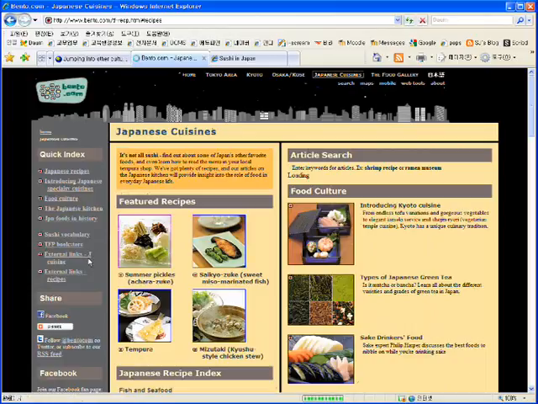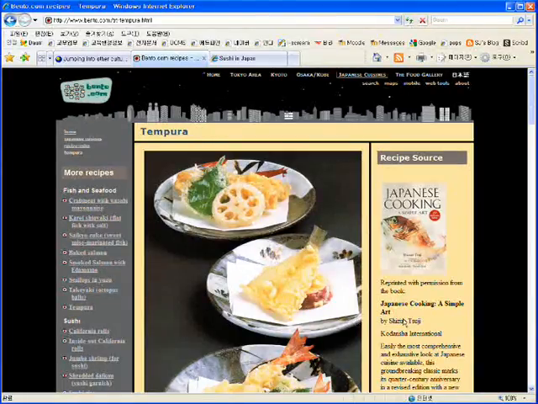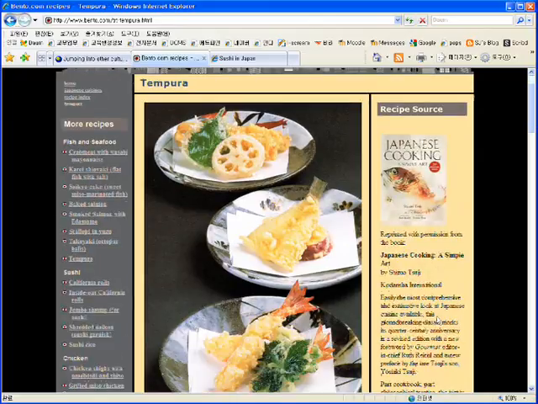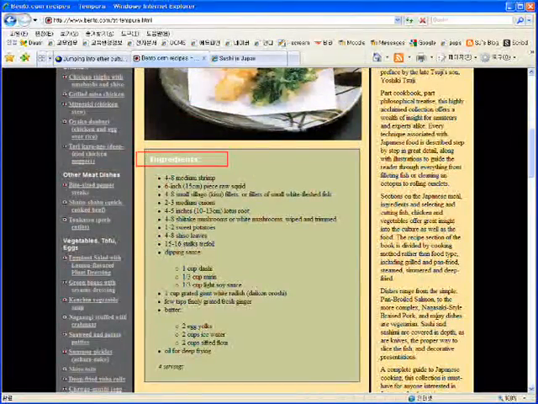And moving forward, we can see that I have more information on various Japanese recipes, such as tempura and miyazaki. Taking a look at tempura, this page will show us the recipe and some nice photos, directions how to make the various kinds, and information of that sort.